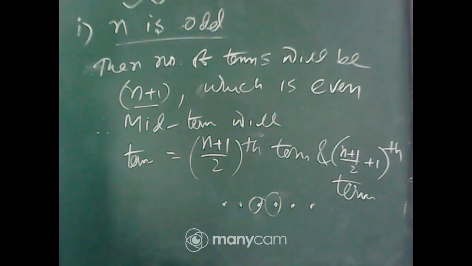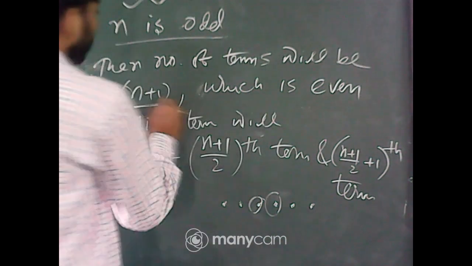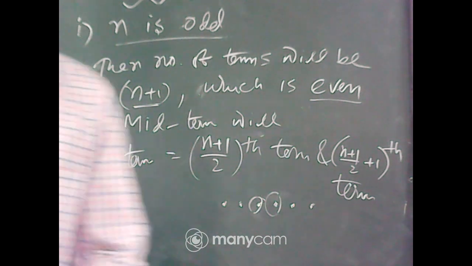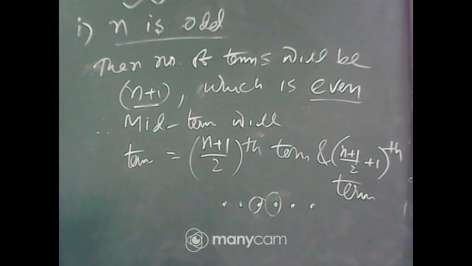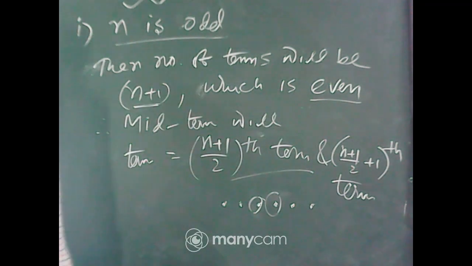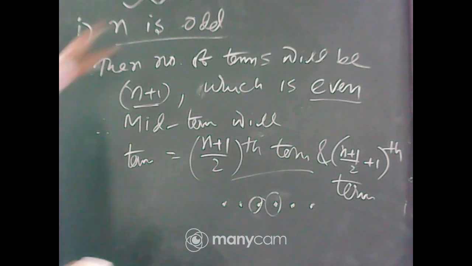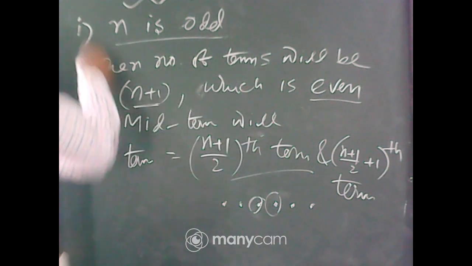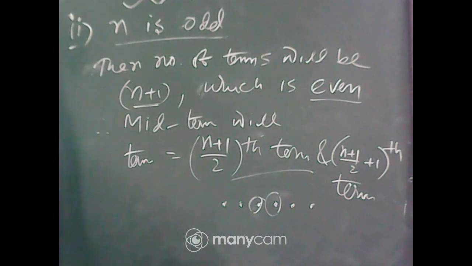Whenever n is odd, the number of terms will be n plus 1, that is even. You know that the number of terms is always 1 more than the power of the expansion. So that is why the middle terms will be the (n+1)/2-th term and the next term, (n+1)/2 plus 1. So whenever the power is odd, the number of terms will be even. In this case, this is case 2, there are two middle terms. Have you got it?